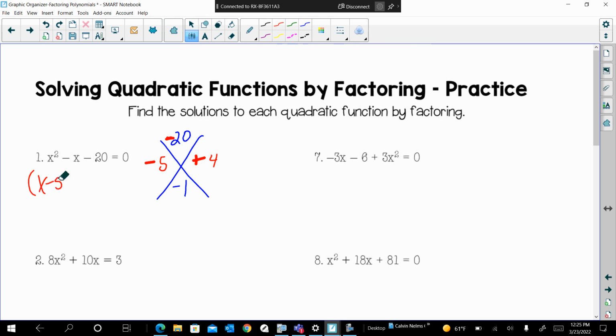Okay, so we're going to write them out. x minus 5, parentheses, and parentheses x plus 4. Those are equal to 0. But to get to the solution, to solve for x, you have to do the opposite of what's in the parentheses. So instead of saying minus 5, my solution is going to be positive 5, comma, negative 4. And that's what I'm looking for on this sheet, getting to the solving for x.